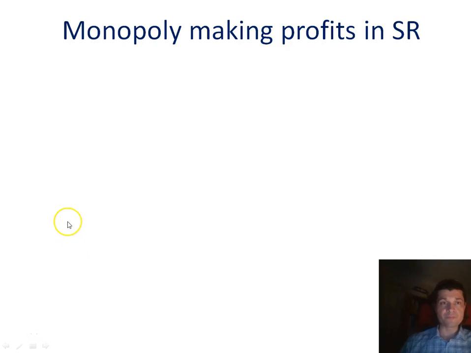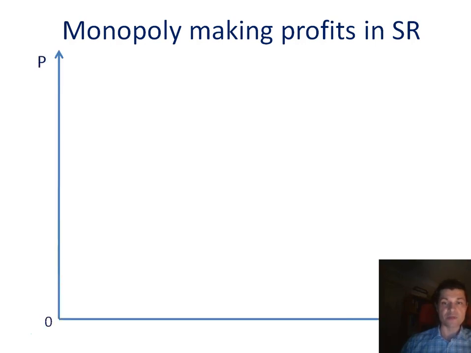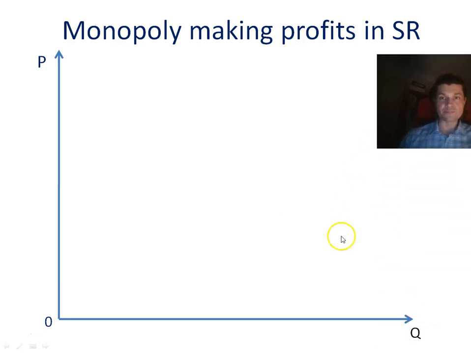Good afternoon. Today we're going to look at how a monopoly makes profits in the short run. Before we start looking at the profit making, we need to have a look at how a monopoly will choose its price and output. So let's start with a price axis and a quantity axis.